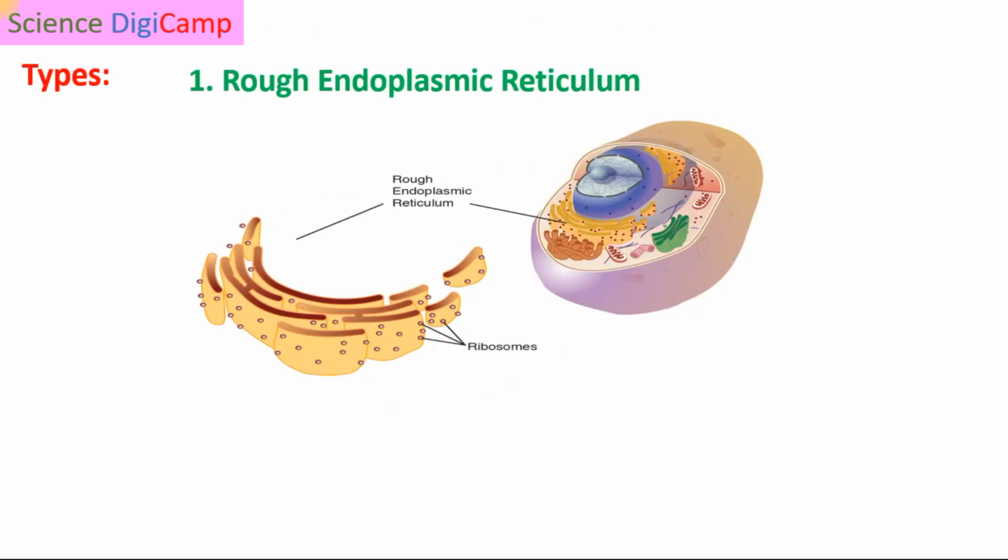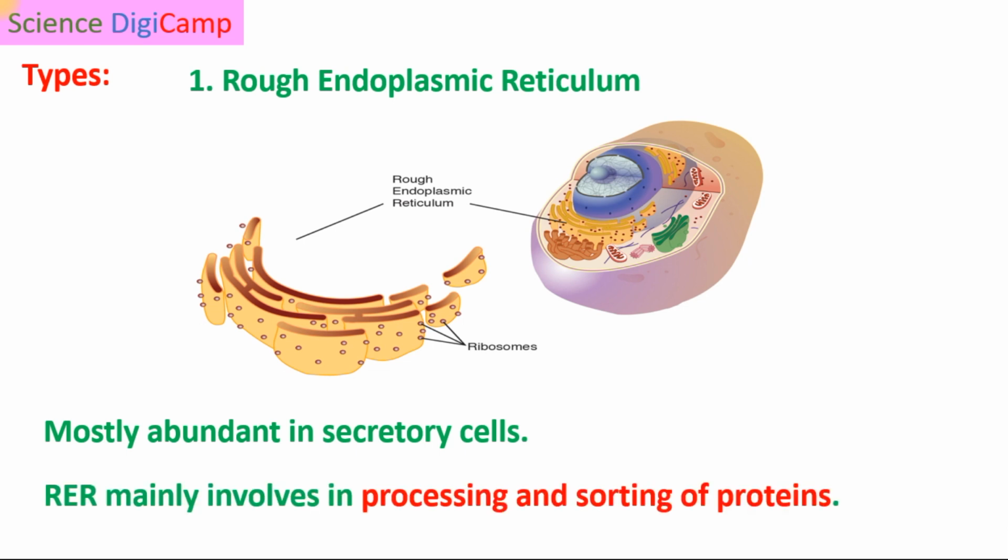Now we'll see types of endoplasmic reticulum. ER is classified into two types. The first one is rough endoplasmic reticulum. When we observe it under a microscope, it appears rough because of the presence of ribosomes on its surface. We mostly see rough ER in secretory cells like plasma cells and in cells of milk producing glands, etc. Mainly it is involved in processing and sorting of proteins.